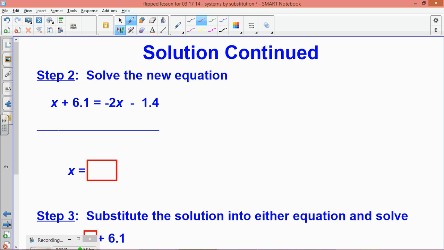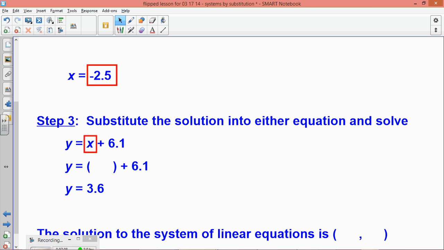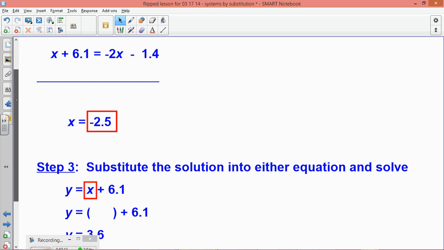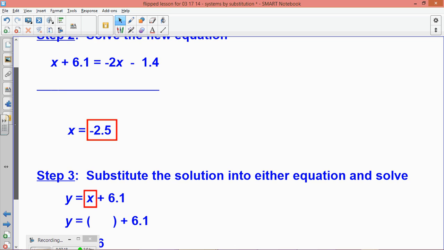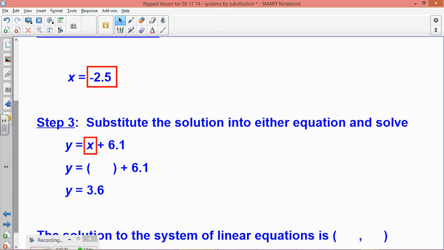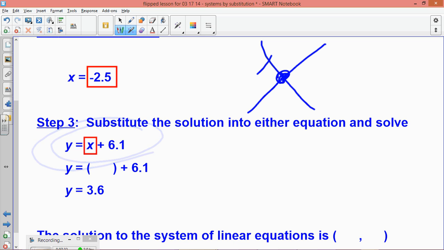I've already solved this equation. I should get that x is negative 2.5. Great. And now that I have x is negative 2.5, I just need the y value. Well, I can pick either one of these two equations, either y equals x plus 6.1 or y equals negative 2x minus 1.4. I picked the first one because it looks a little easier to work with, but either one will give me the correct y value, because remember, I'm solving for the point where they intersect. So they're both going to have the exact same x and y value at that point.